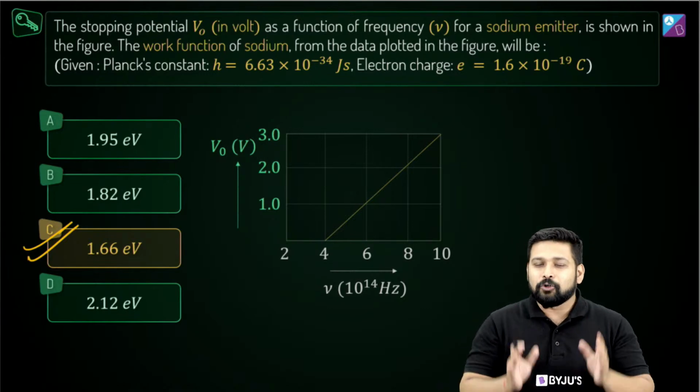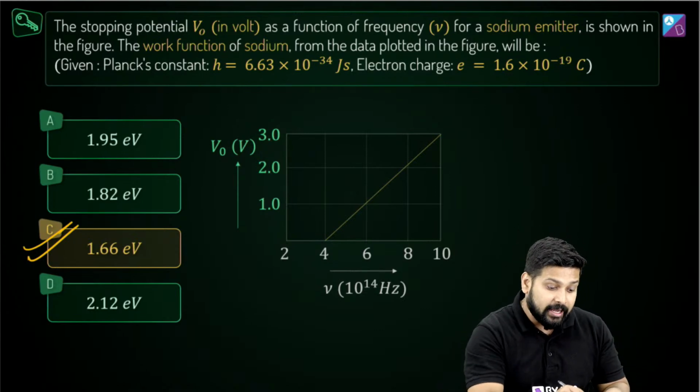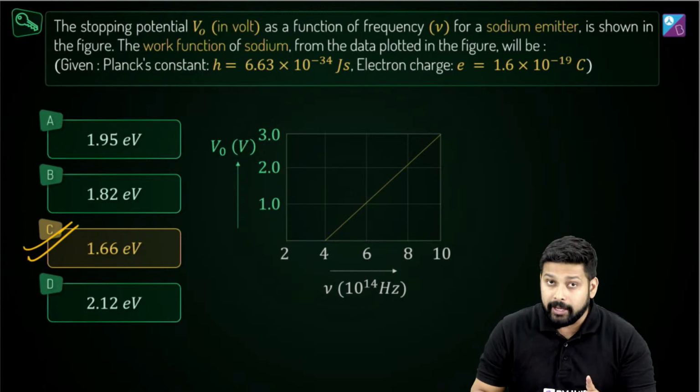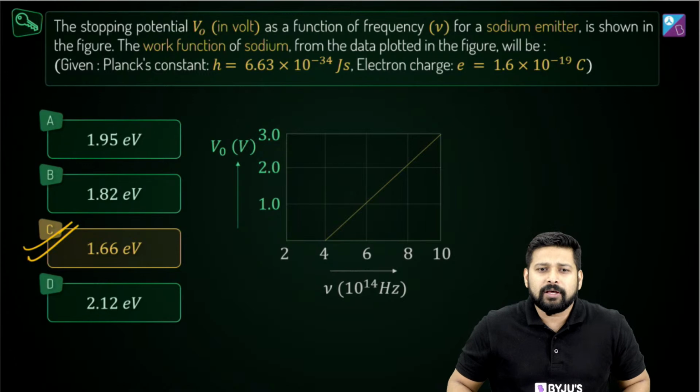समझ में आ गई बात? तो जब भी हमको ऑप्शन देखना है, whenever we are looking at the options, we'll also check कि कौन से units में दिया हुआ है. Okay, this is a very important learning from this question. ठीक है? Is it okay?